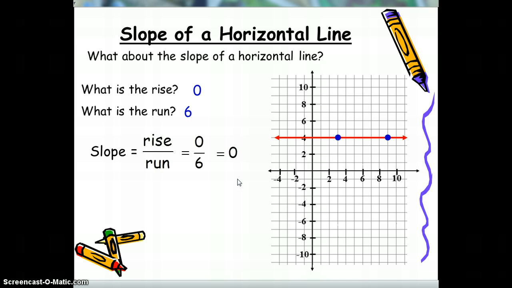This is a piece that you need to memorize. You need to memorize that, so you don't even have to do any work. You don't have to think about it. You just know horizontal lines have a slope of 0.